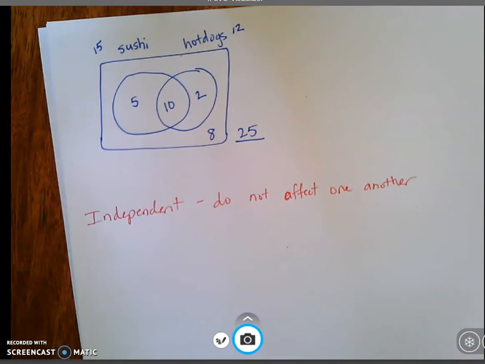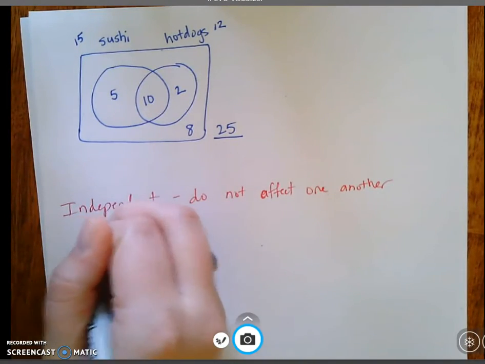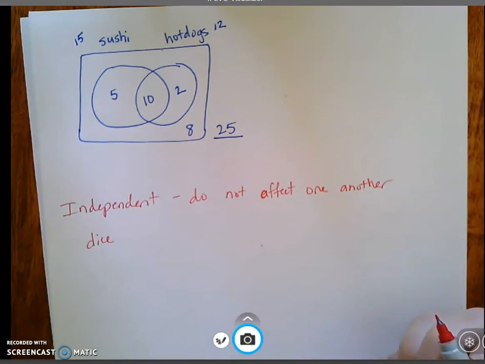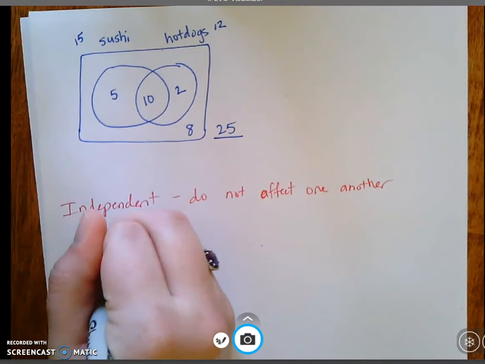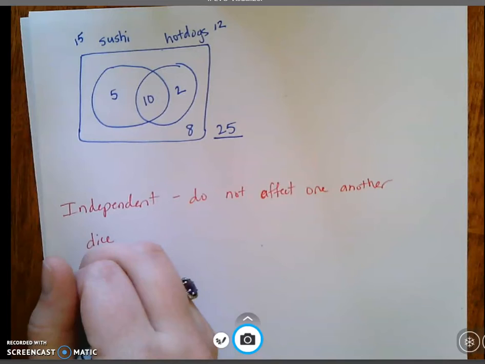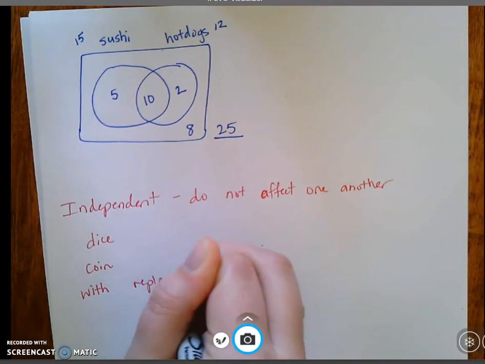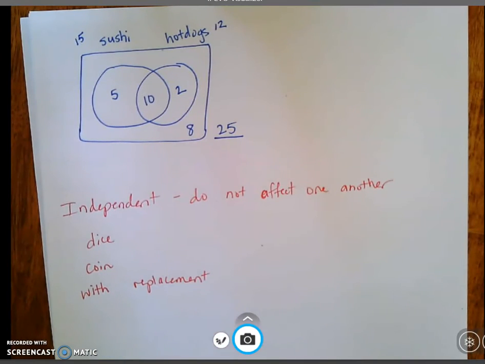I like using a deck of cards or rolling dice or something like that. So one roll of a die does not affect the next roll. One flip of a coin does not affect the next flip. When you're drawing cards, if you put it back, so with replacement, it does not affect. If you're spinning a spinner, one spin does not affect the next spin. So things like that are independent, where one event does not affect the other event.